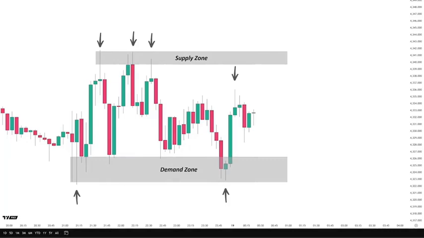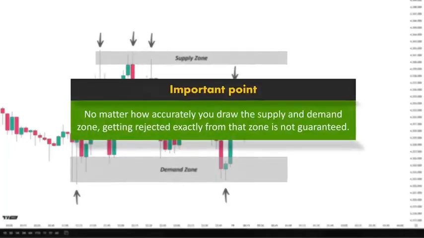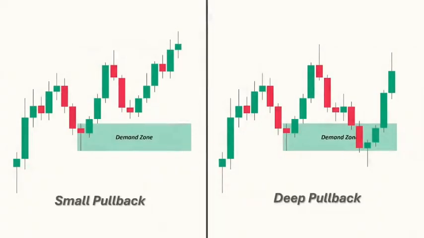With all that being said, here's a very important point. No matter how accurately you draw the supply and demand zone, getting rejected exactly from that zone is not guaranteed. Sometimes the market reverses before reaching the demand area, and other times it needs a deeper retracement. So, how do we avoid missing trades and stop-loss hunts?